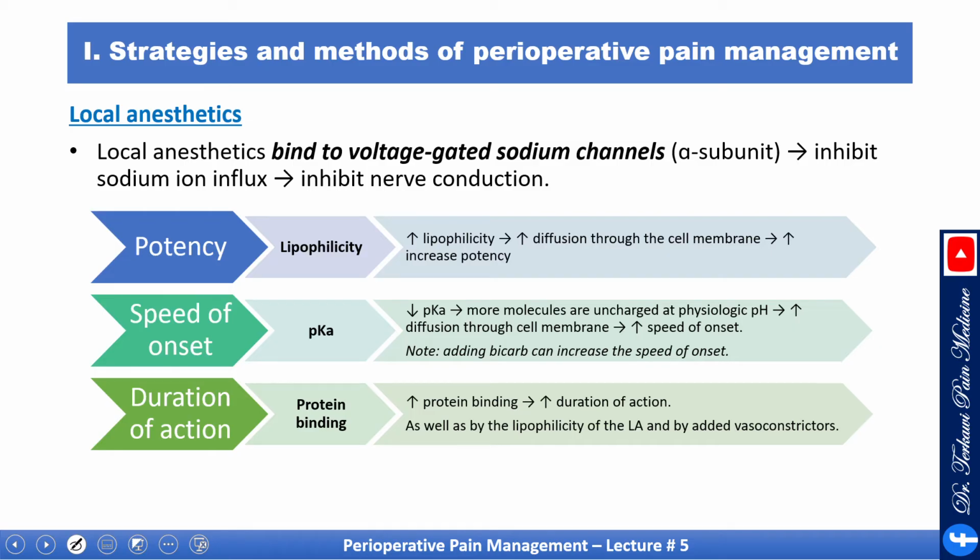So common questions: what will determine the potency of the local anesthetic? Well, it's lipophilicity. Increased lipophilicity will increase diffusion through the cell membrane, and that will increase the potency. What determines the speed of onset? It's the pKa. Decreased pKa, more molecules are uncharged at physiologic pH. That will increase diffusion through cell membrane, and that will increase the speed of onset. Notice if you add bicarb, that can increase the speed of onset by lowering the pKa.